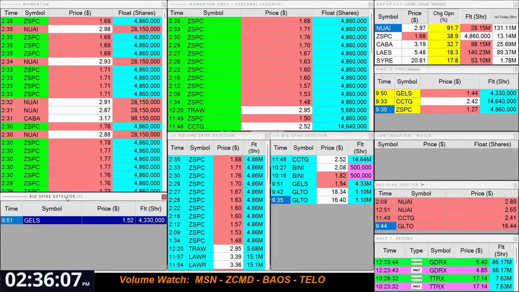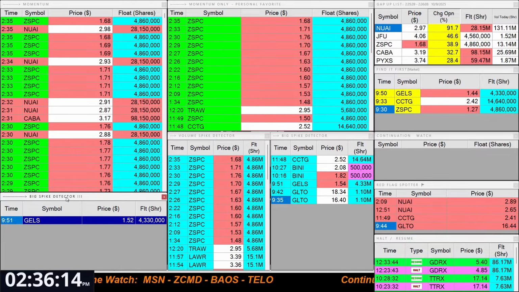Down left, this is a newer scanner that I've built. And I've been building scanners for years, guys. I'm a scanner nerd. I love building scanners. I'm always tweaking them.